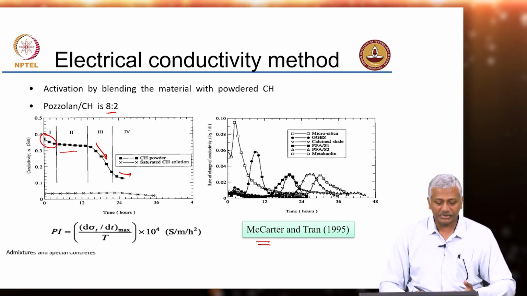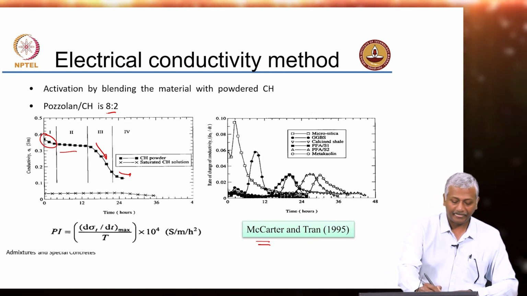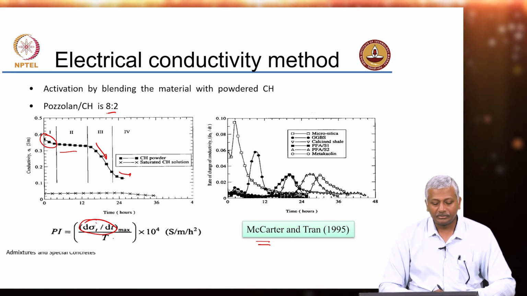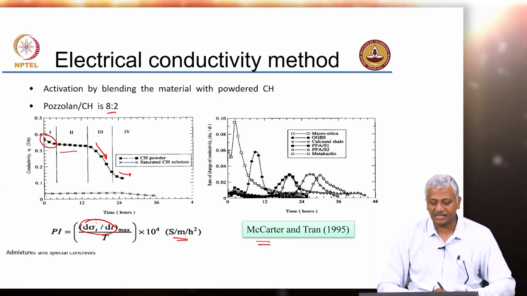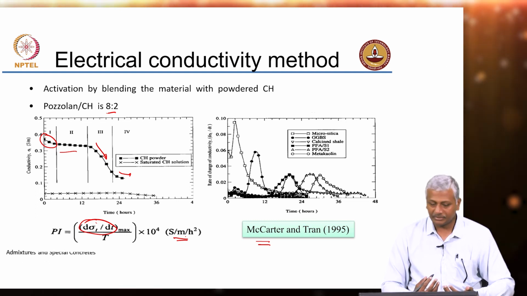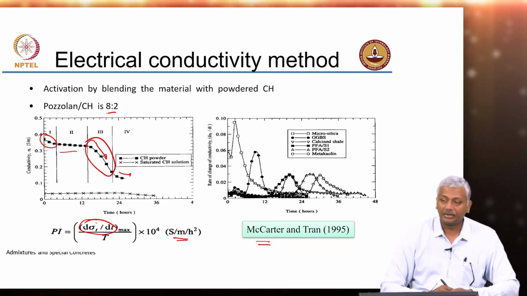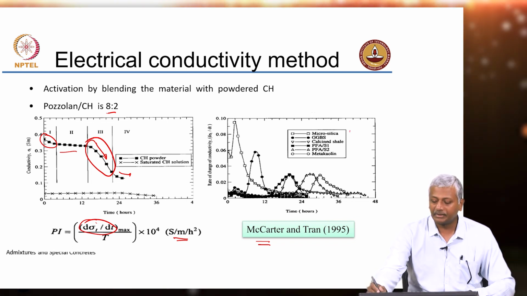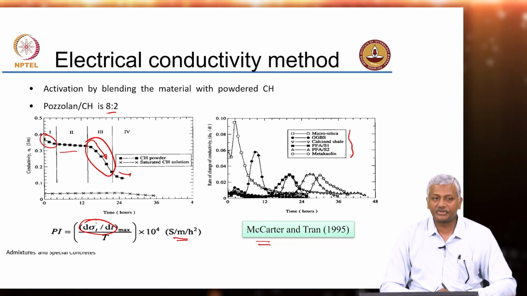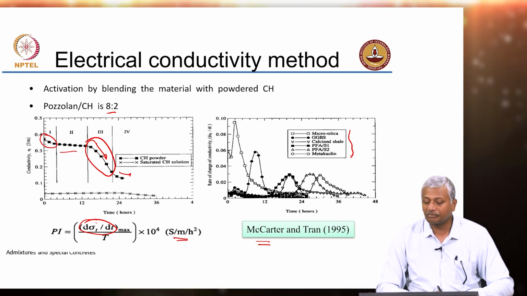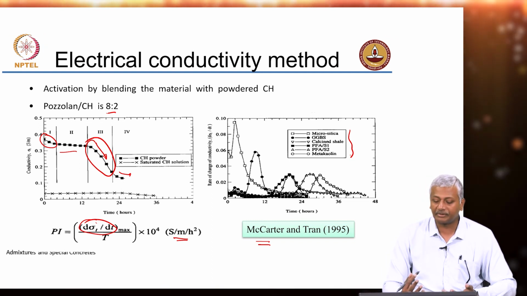Now, here the pozzolanic index is defined as the maximum rate of change of conductivity over the time over which it happens, into 10 to the power 4. So, this is expressed in Siemens per meter per square hour. Now, this is only a definition, simply taking into account this stage 3 where the pozzolanic activity is maximum. And using this they are able to define the pozzolanic activity of several different compounds that they have investigated, including microsilica or silica fume, slag, calcined shale, fly ash and metakaolin. So, you have different results available here.